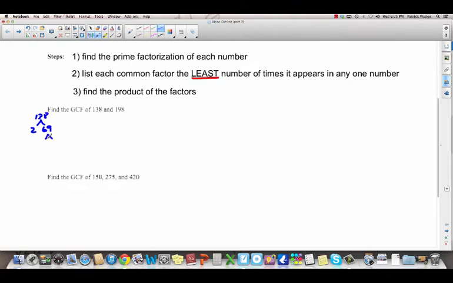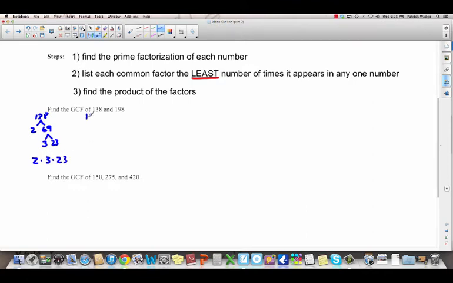Okay, what can we multiply to get 69? Well, I know 3 goes into that. 3 goes into it 23 times. And what goes into 23? Nothing. It's prime. In fact, all of these are prime. The 2, the 3, and the 23. Those are our prime factors. So the prime factorization of 138 is 2 times 3 times 23.